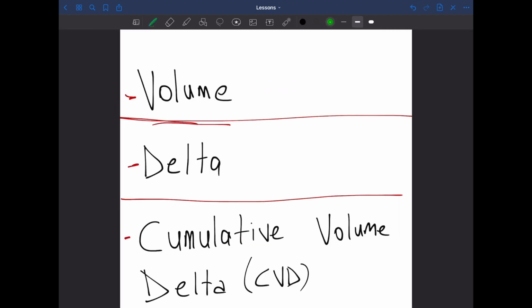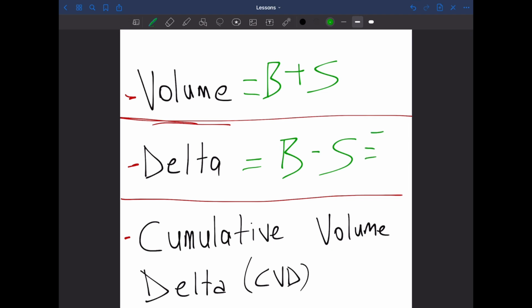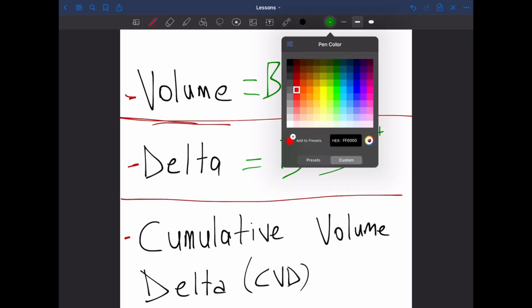Basically, volume is the total amount of buyers plus the total amount of sellers. Delta is the total amount of buyers minus the total amount of sellers in a certain given time frame. And this value, delta, could either be positive or it could be negative, right?